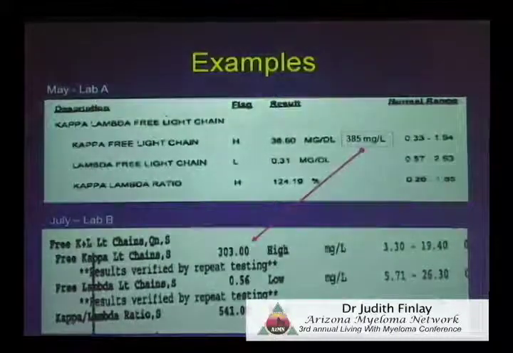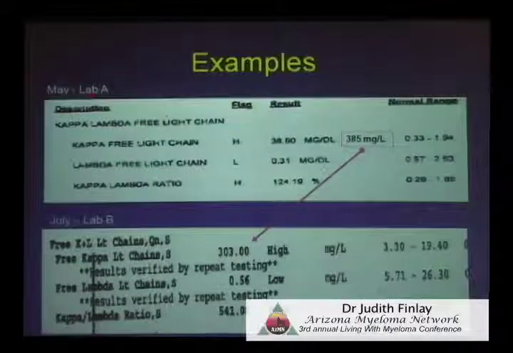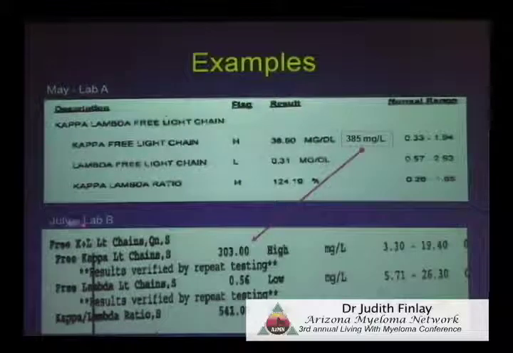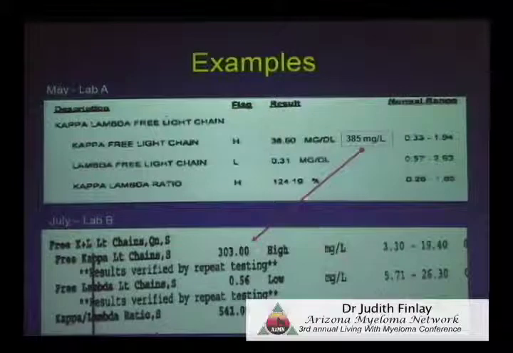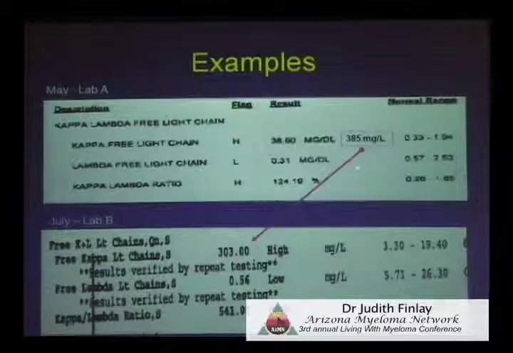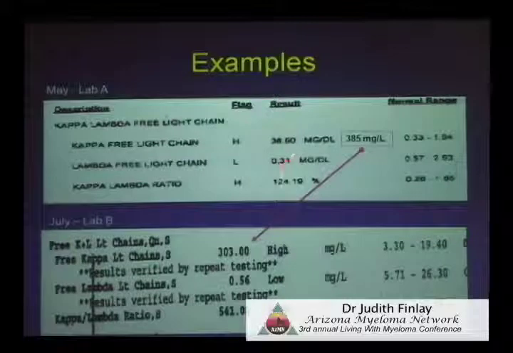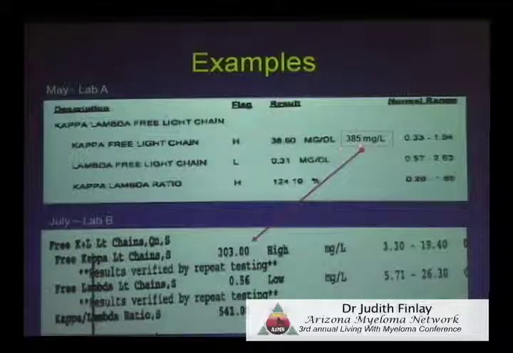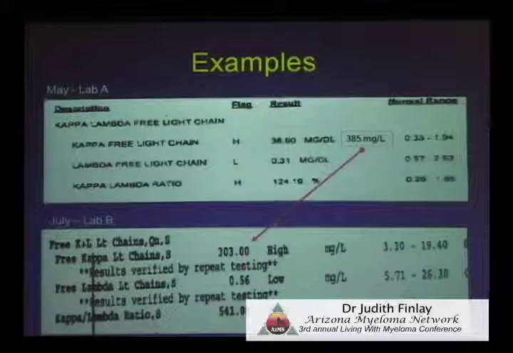This explains why the units are important. For instance, say in May you get tested in Lab A and you know that your Kappa free light chain is 38.6 milligrams per deciliter. Then you go to a new lab in July and you see, oh my goodness, it's 303 for your Kappa light chain. But then you have to look at the units, milligrams per liter here. You haven't gone up a huge amount. You're actually at 385 milligrams per liter here, so you have actually gone down a little bit instead of going up by a huge amount. So do be careful of the units if you change labs.